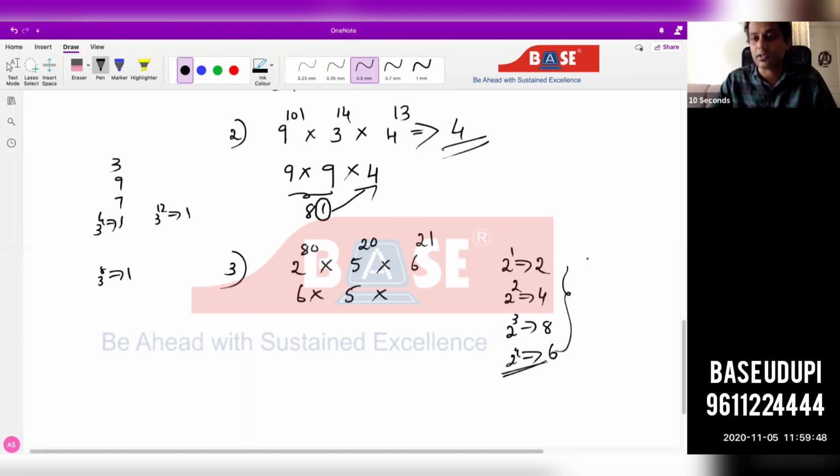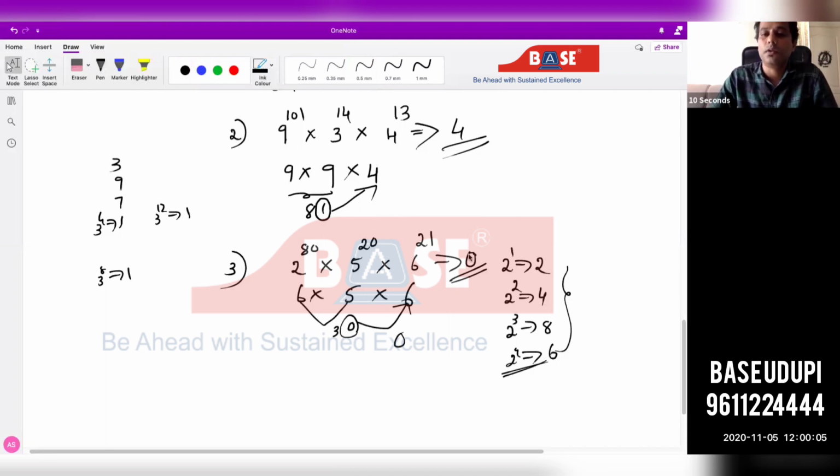6 power 1 is 6. 6 into 6, 36 ends with 6. Always 6. 6 into 5 is 30. 30 ends with 0. 0 into 6 ends with 0. Finally, the answer ends with 0. So the final digit of the product is 0. This is how we have to do.